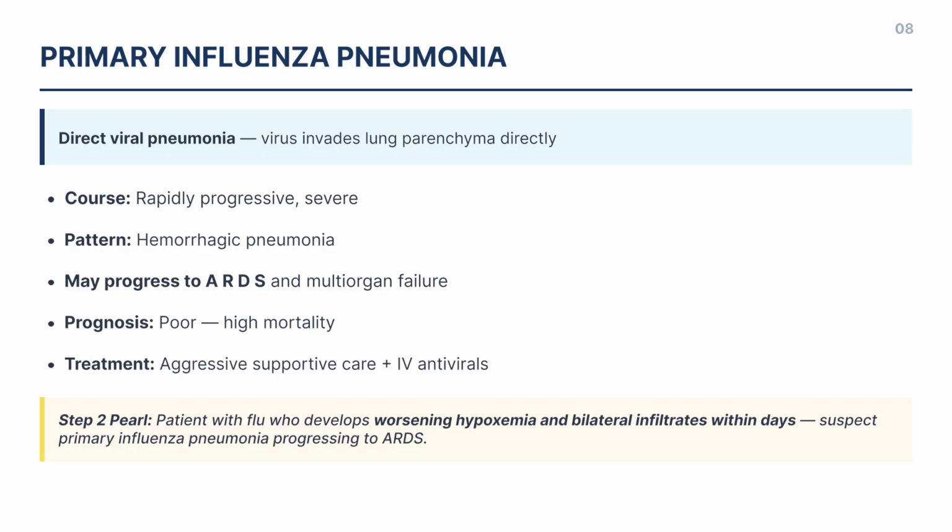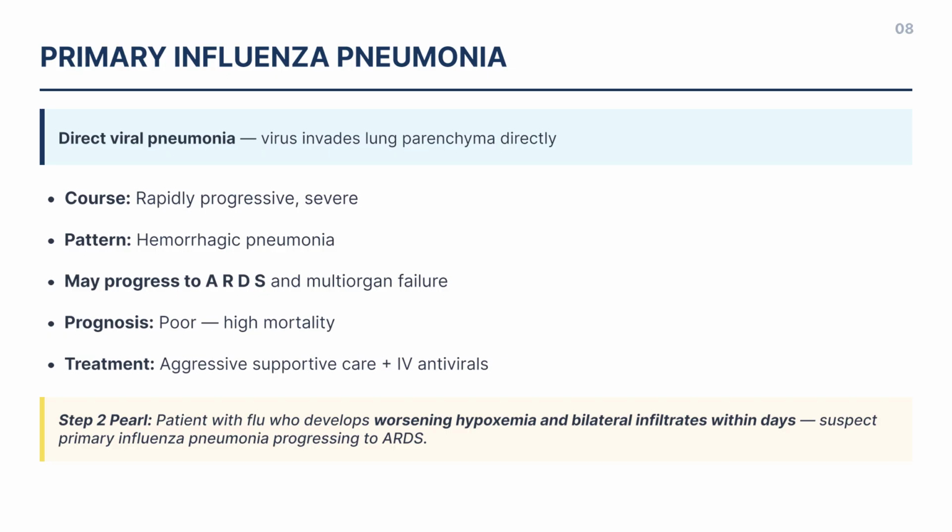Primary influenza pneumonia is a direct viral pneumonia where the virus invades the lung parenchyma itself. The course is rapidly progressive and severe. The pattern on imaging often shows diffuse hemorrhagic pneumonia. It may progress to acute respiratory distress syndrome, or ARDS, and multi-organ failure. Prognosis is poor with high mortality. Treatment requires aggressive supportive care and intravenous antivirals.